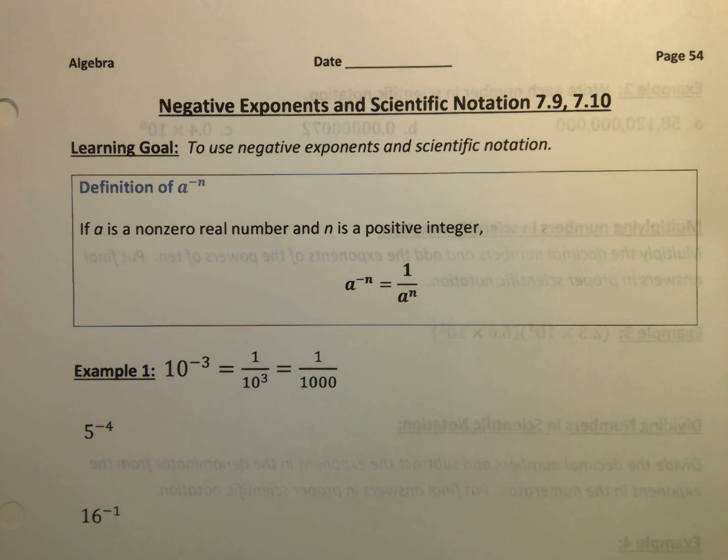Okay, we are looking at the last two lessons of Chapter 7, and we're going to combine them because they're both fairly basic and part of its review. So negative exponents and scientific notation. Okay, so we're going to look at using both negative exponents and scientific notation. So first, let's review the rules.